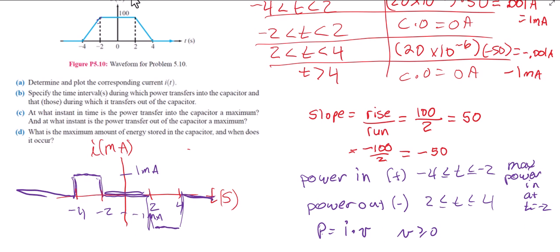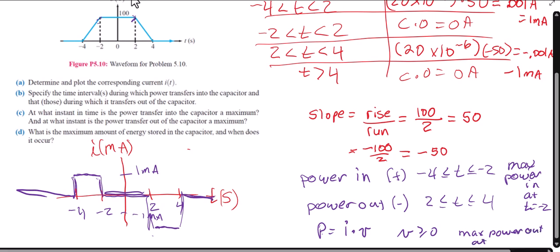And conversely, where are we going to have our smallest one? Now remember we have to think smallest negative. That's going to be at this point right here at positive 2, because that's going to be where we have our maximum number in the negative direction. So max power out at t equals 2.